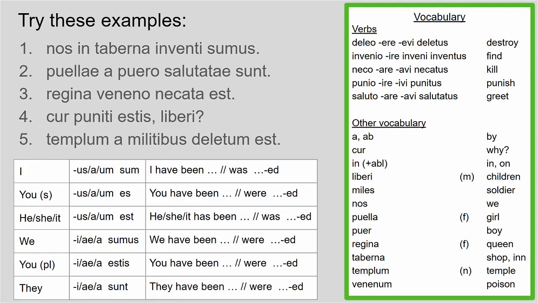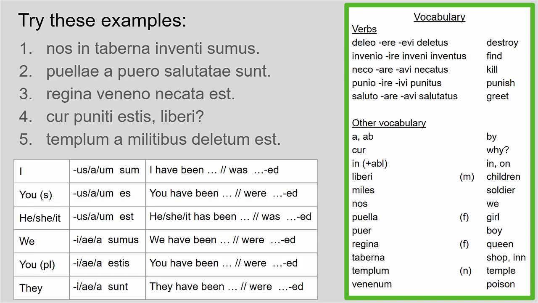Let's have a look at some examples. For these ones, I have the table at the bottom, which tells you the endings for the perfect passive verbs. I've also given you how to translate them, so I have been carried, or you can say I was carried or I was kicked. That's fine as well, but just have it in your head that it's not imperfect, it's a perfect passive. I've also got all the vocabulary down the side for you.